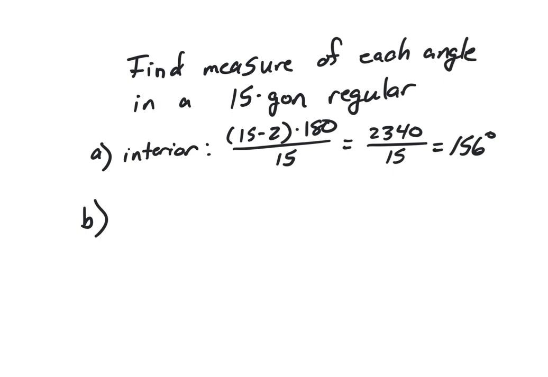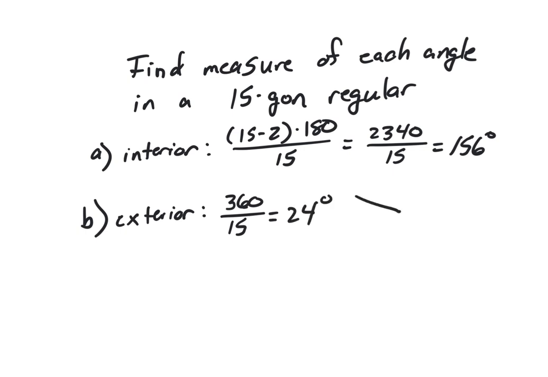Okay, when we look at the exterior, how many degrees are on the outside of any figure? 360. There is no formula for that, okay? And I'm not going to give you any formulas for tomorrow, okay? So you got to know the n minus 2 times 180 is interior. You got to know exterior is 360. So here we're going to do 360 divided by 15. And 360 divided by 15 is 24. Okay.